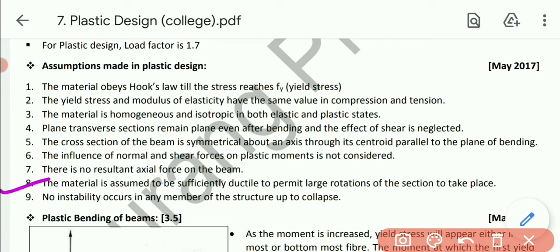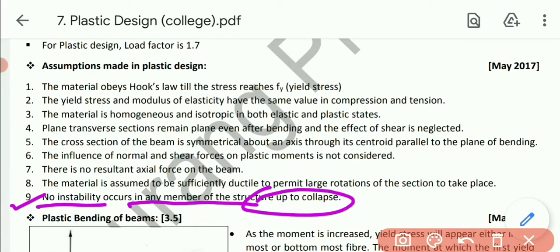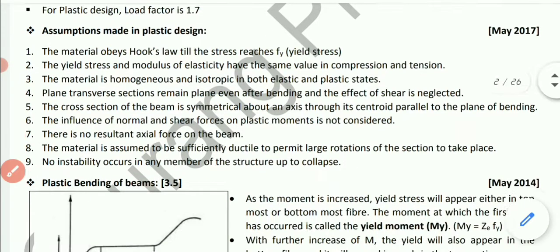Then the material is assumed to be sufficiently ductile to permit the large rotations of the section to take place. So ultimately the material is assumed to be ductile. And the last one, no instability occurs in any member of the structure up to the collapse. Say, up to the collapse, no instability will occur. So these are the assumptions which are made in the plastic design.